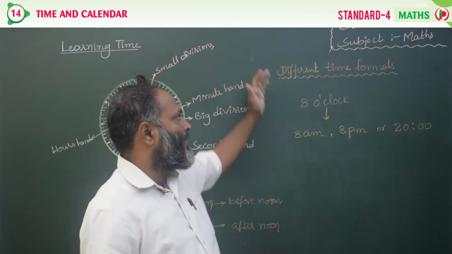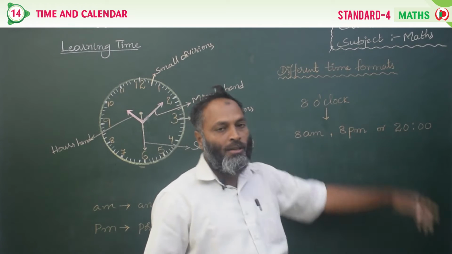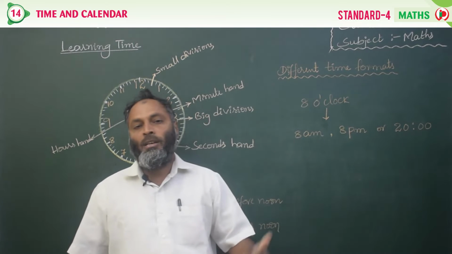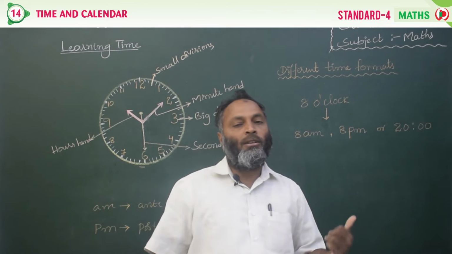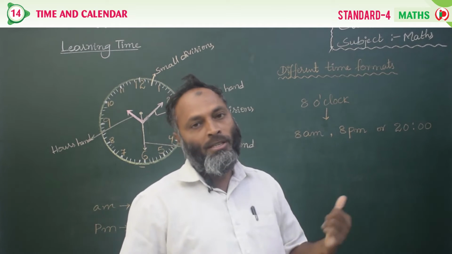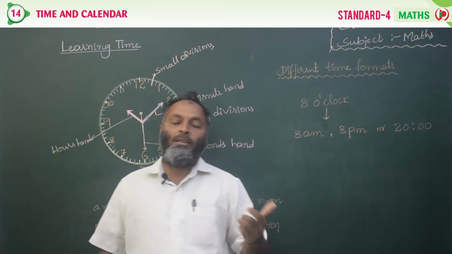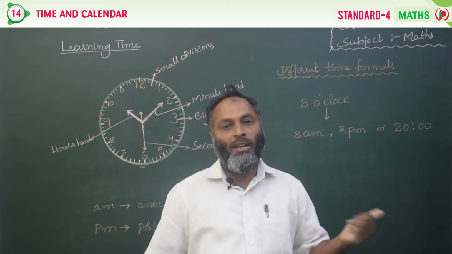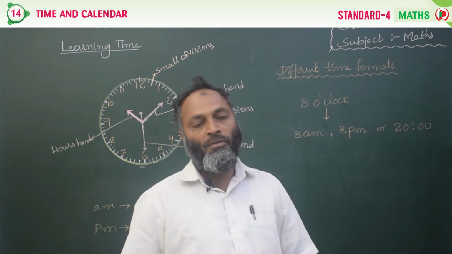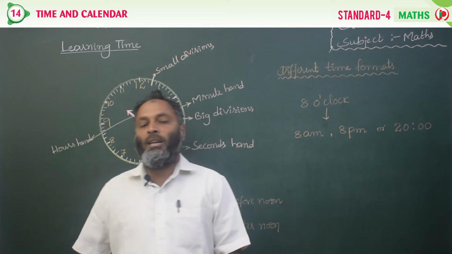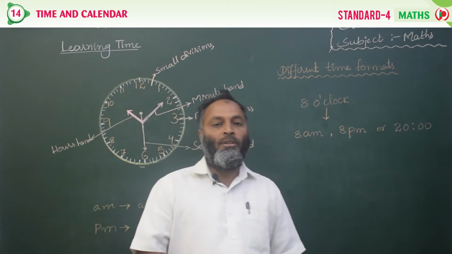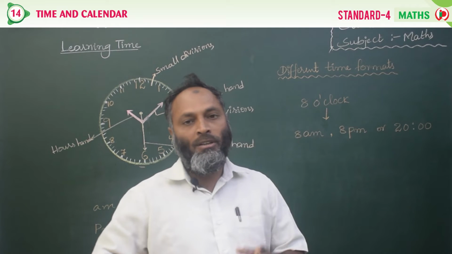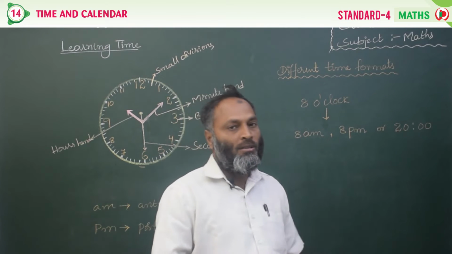Now students, see here different time formats. Generally we are using 2 formats of time. One is AM PM, that is 12 hours format, and the other one is 24 hours format. So what is the difference between 12 hours format and 24 hours format?